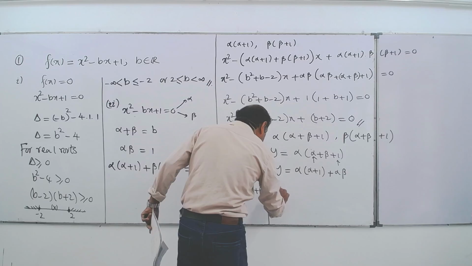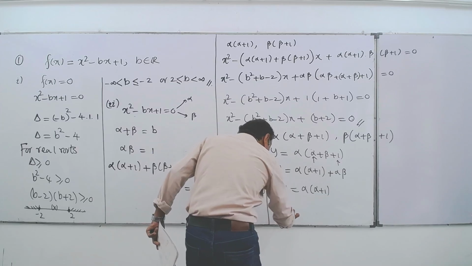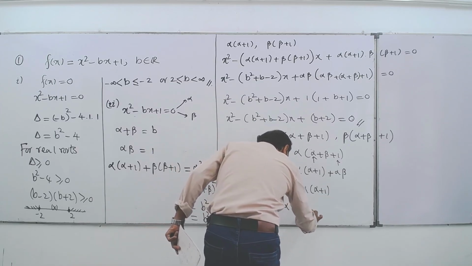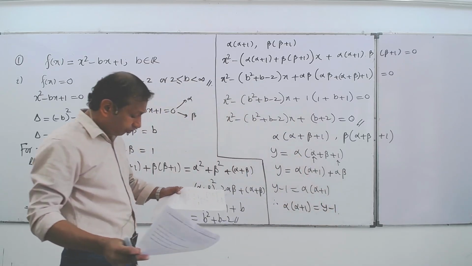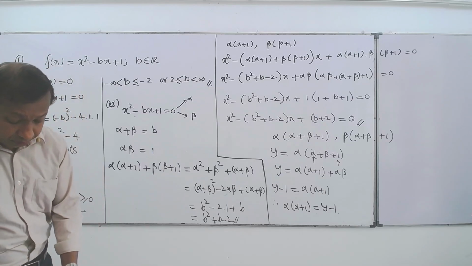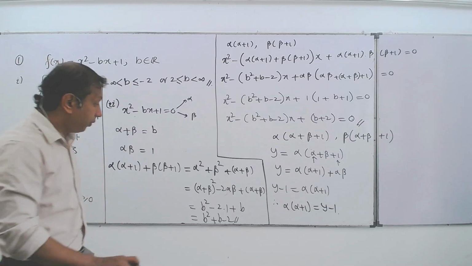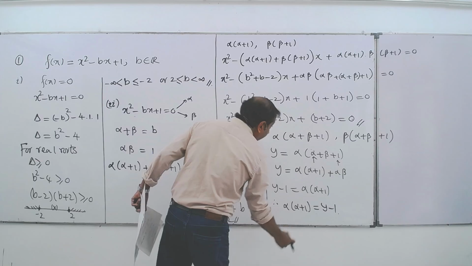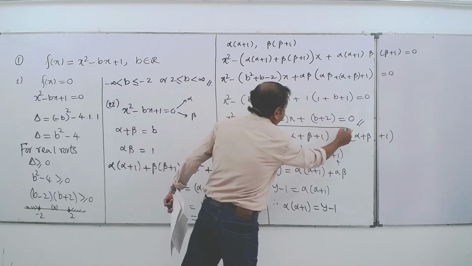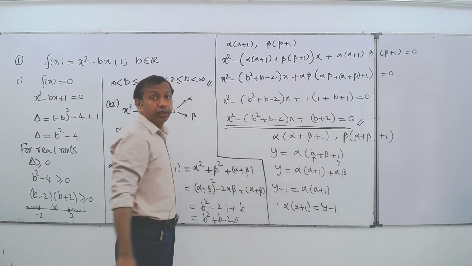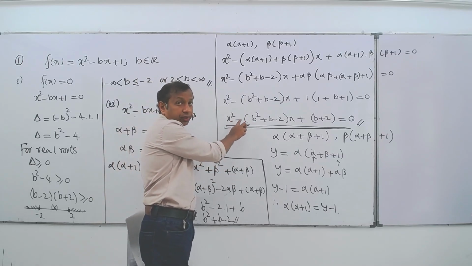We get y minus 1 equals alpha times alpha plus 1. Therefore, alpha times alpha plus 1 is equal to y minus 1. Okay, then we can substitute this y minus 1. We know this alpha times alpha plus 1 is the root of this equation. So therefore, alpha times alpha plus 1 should satisfy this equation.